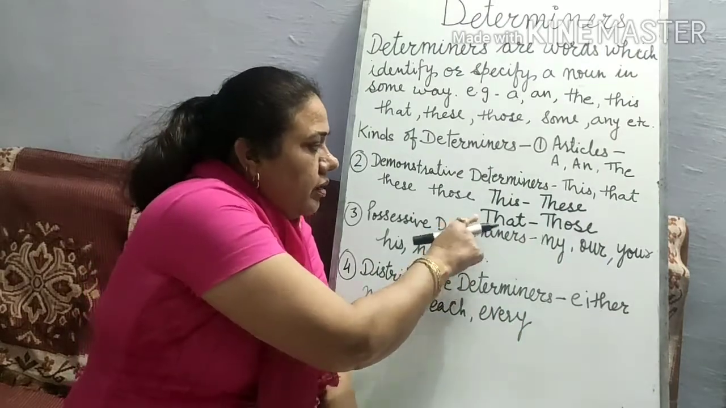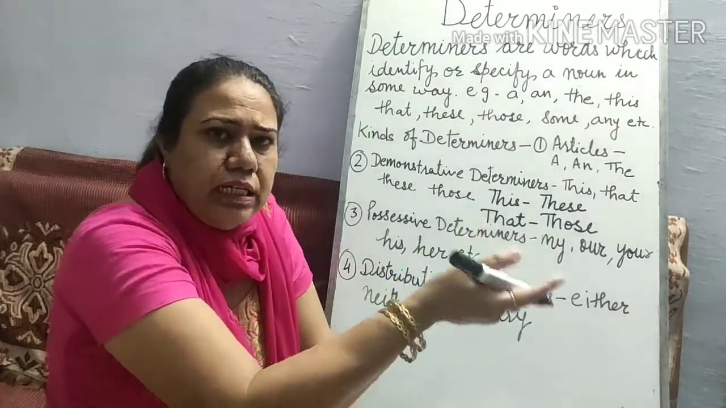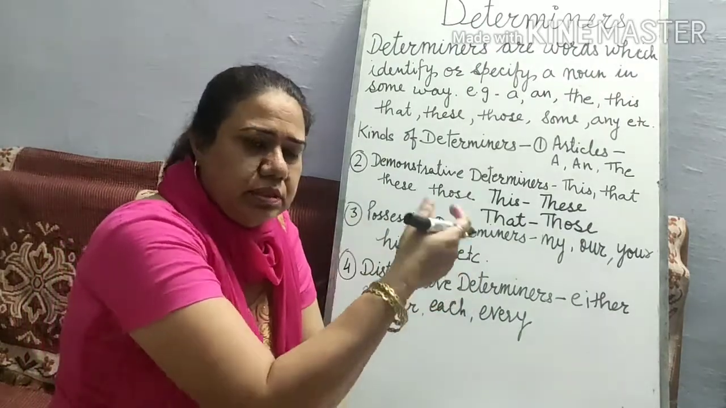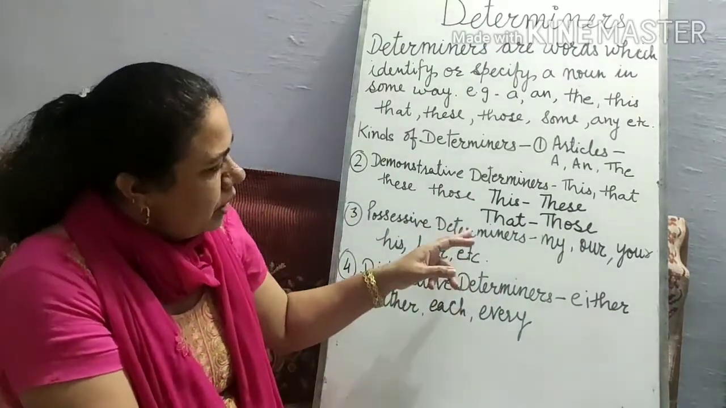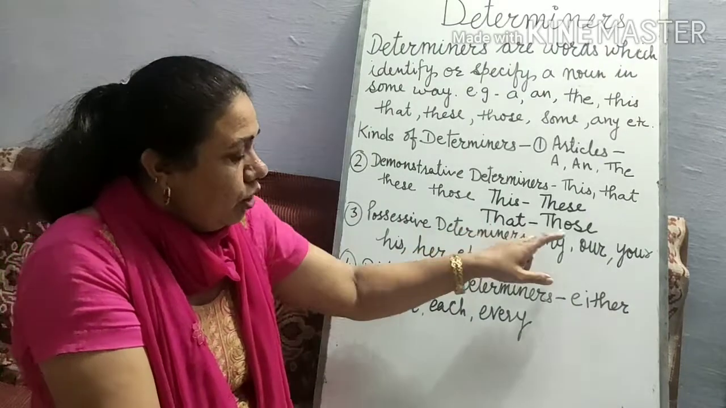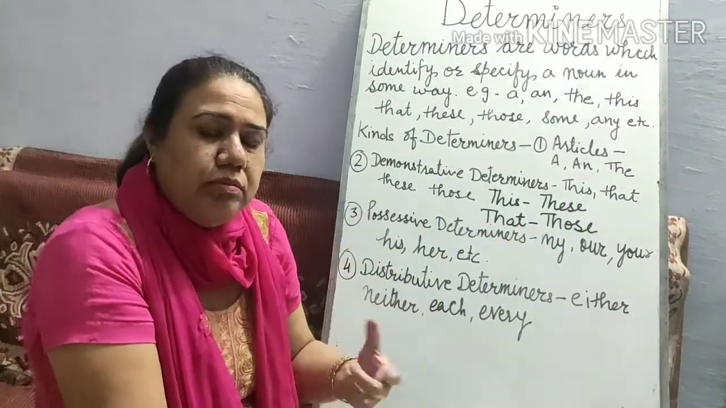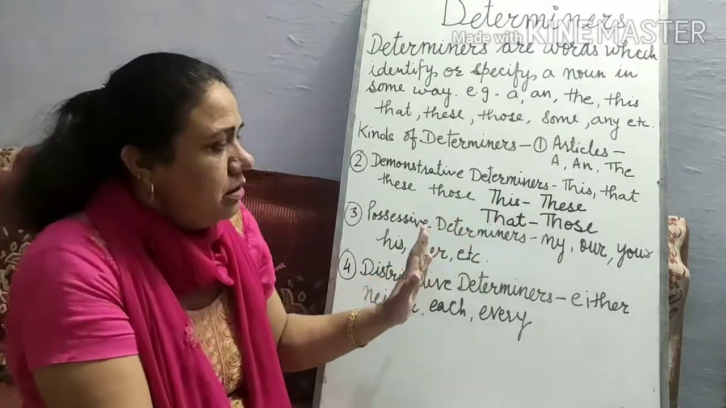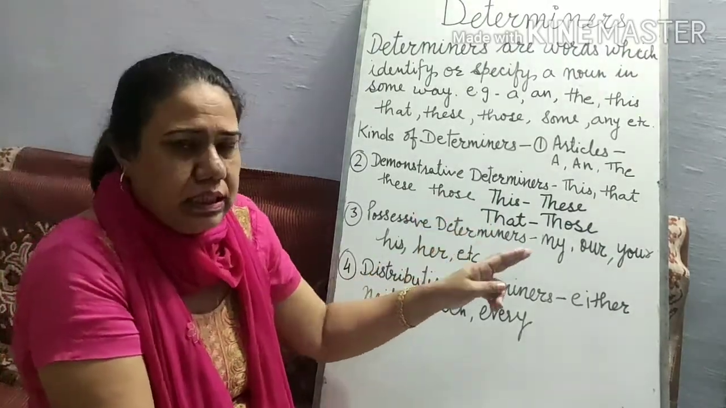Next we take that: that boy who is standing there is my cousin. Here that means the boy is standing far away. Those students are there making a lot of noise. So you can make these types of sentences with it, and then you will be able to understand this.